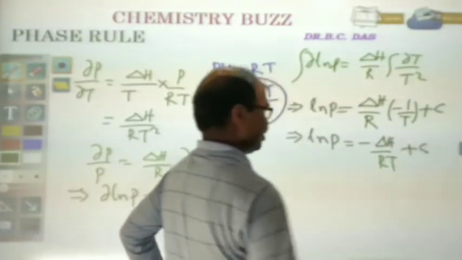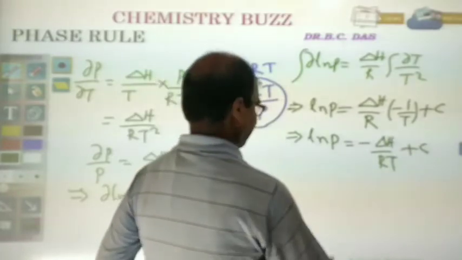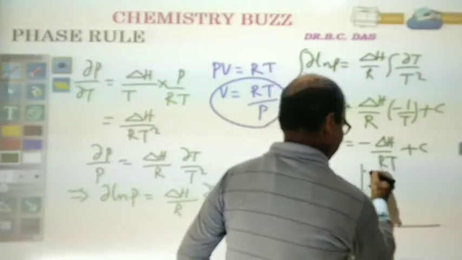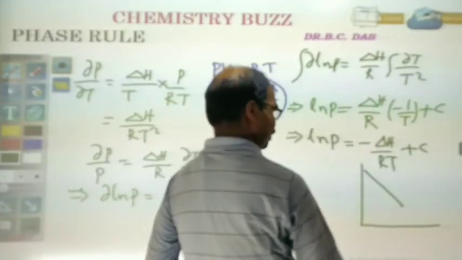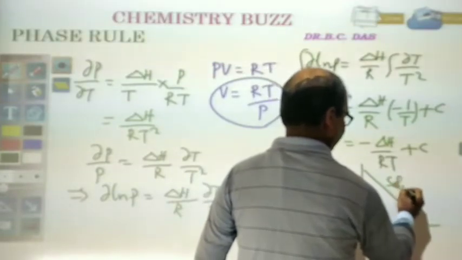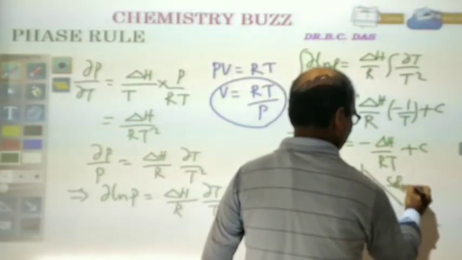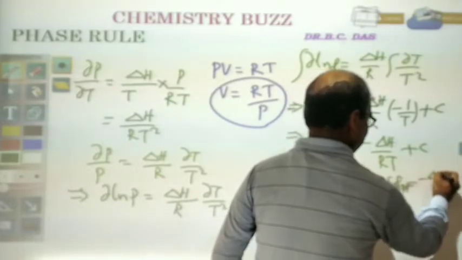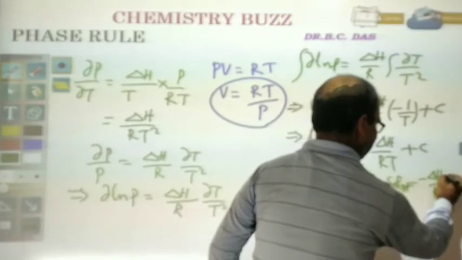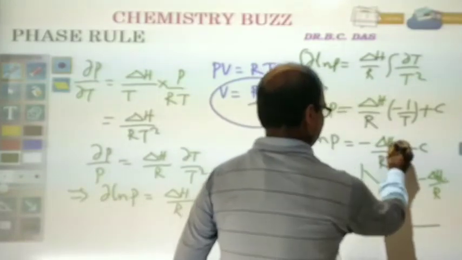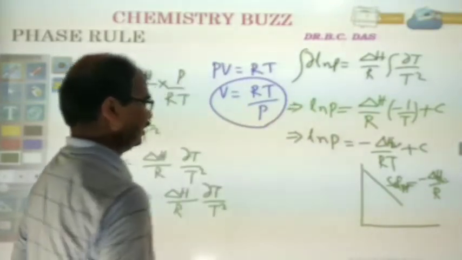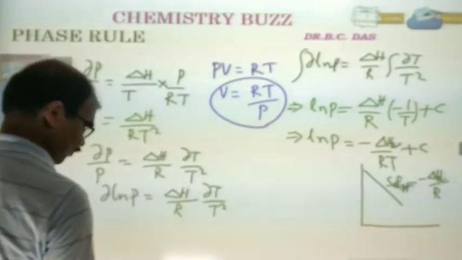This equation is again simplified to give ln P is equal to minus delta H by R T plus C. So this is the equation of a straight line, and if we plot the graph, this will be a straight line with negative slope, and the slope is equal to minus delta H by R. Okay. So this delta H V is the heat of vaporization. Okay. And from this we can calculate the heat of vaporization.